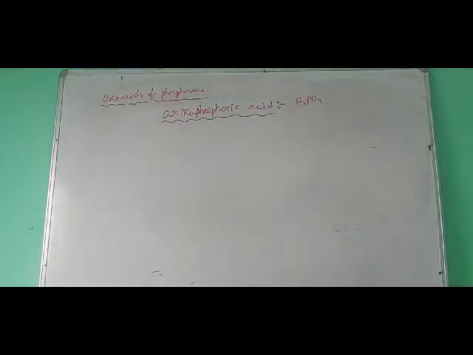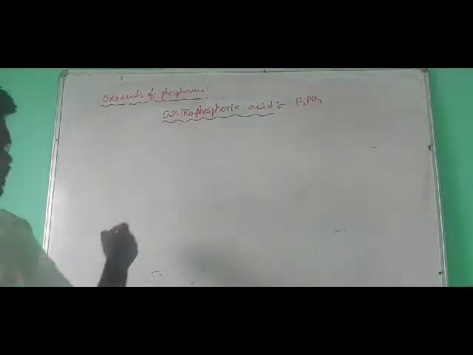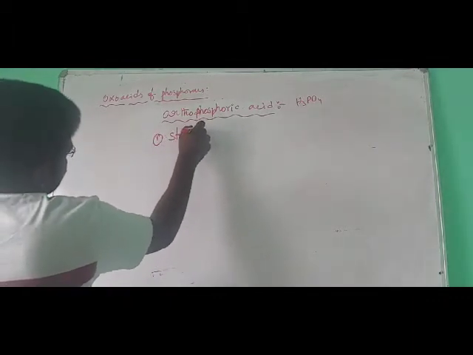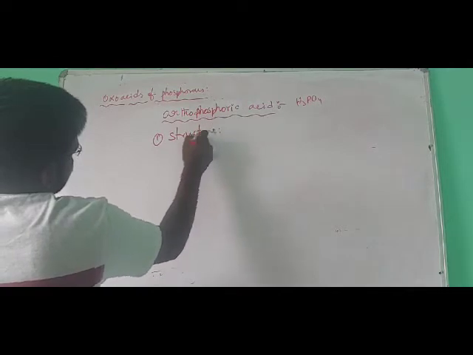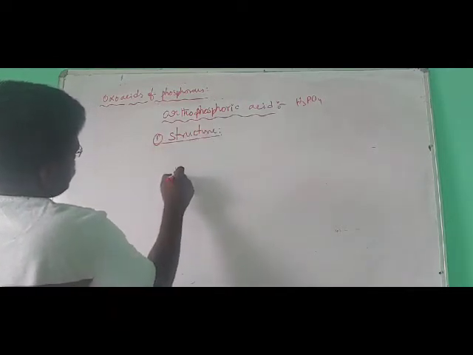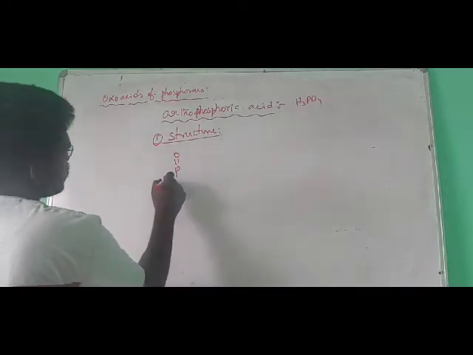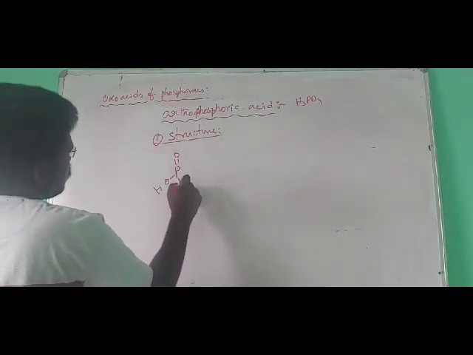So right guys, next one is orthophosphoric acid. H3PO4 is the formula, which is also known as phosphoric acid. So now first let us discuss the structure. So the structure of this molecule. Phosphorus is connected with oxygen through a double bond, and next one, in this one 4 OH groups present.